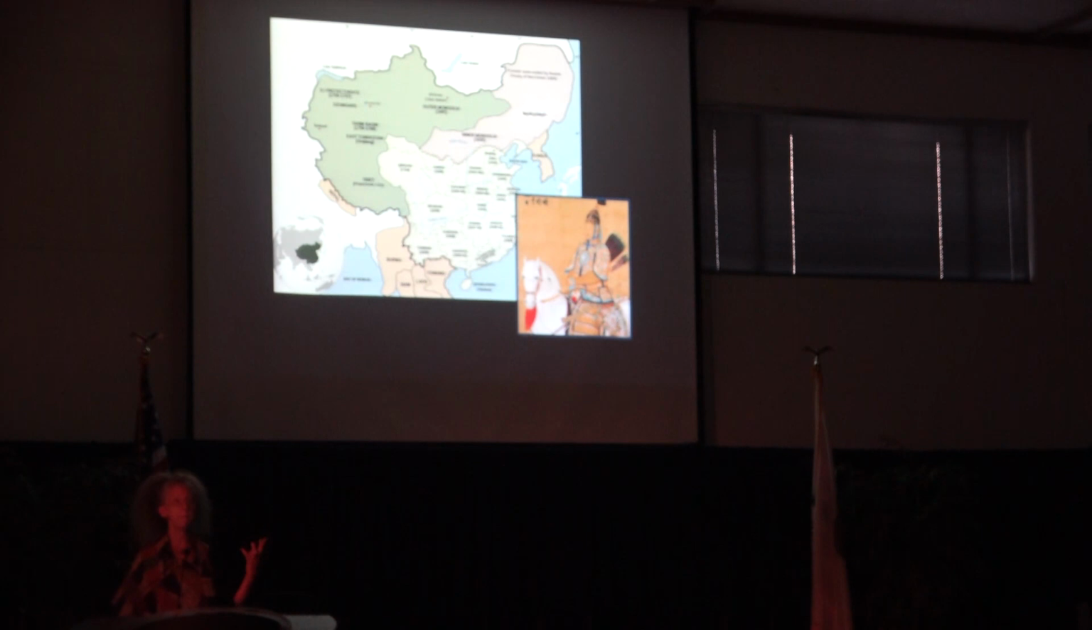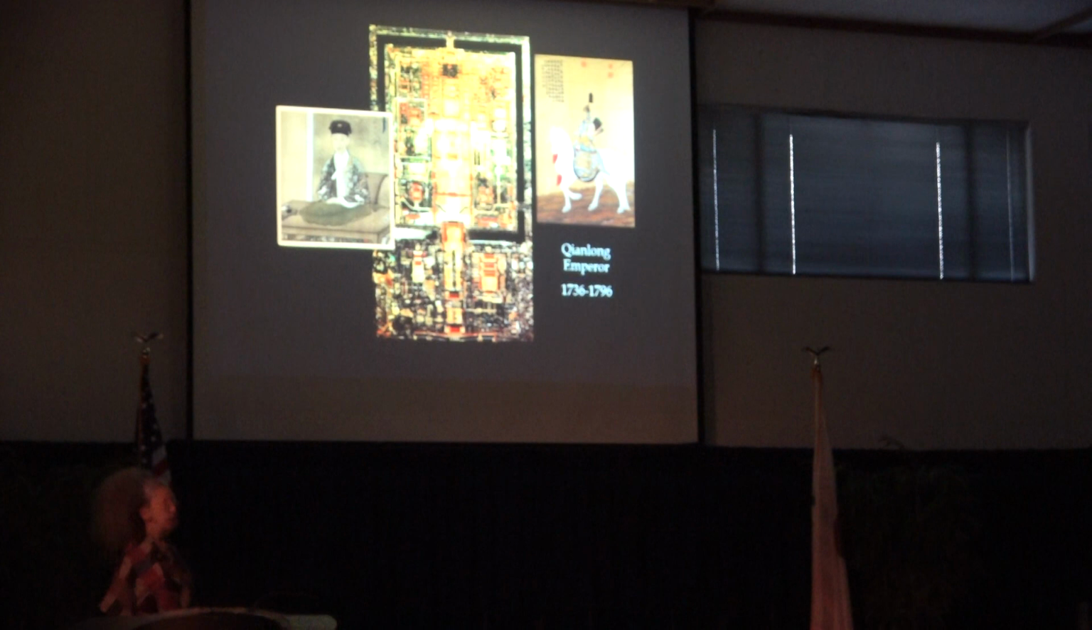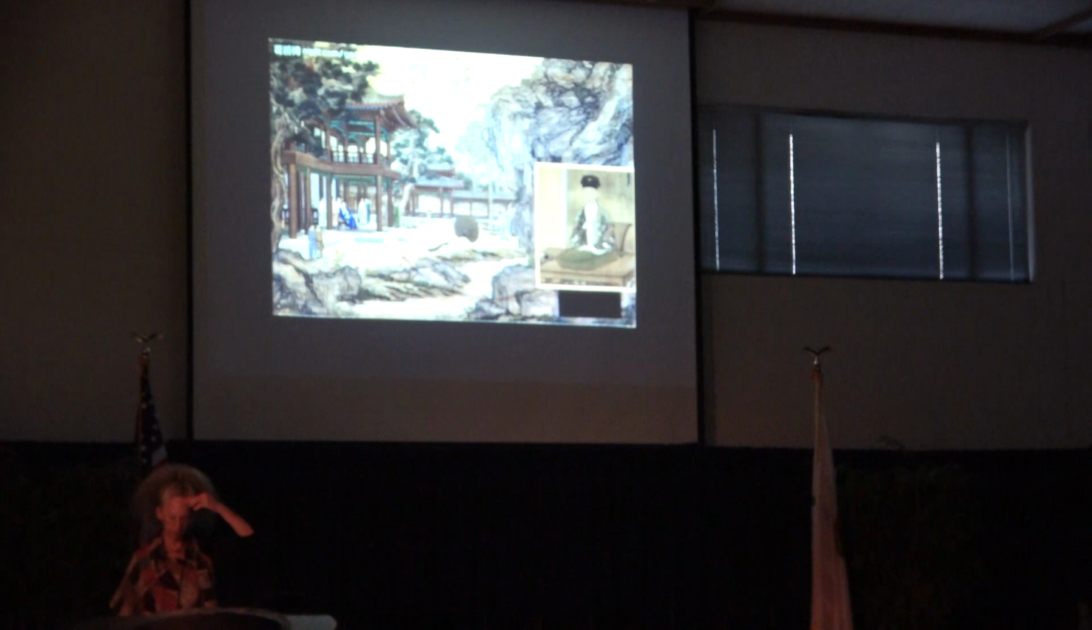But there was another side of the Qianlong Emperor. He was very interested in Chinese literati culture, and he thought of himself, and he presented himself, as a Chinese literati. We see this image of him here, wearing Chinese literati clothes, a scholar's cap, and he's writing calligraphy.